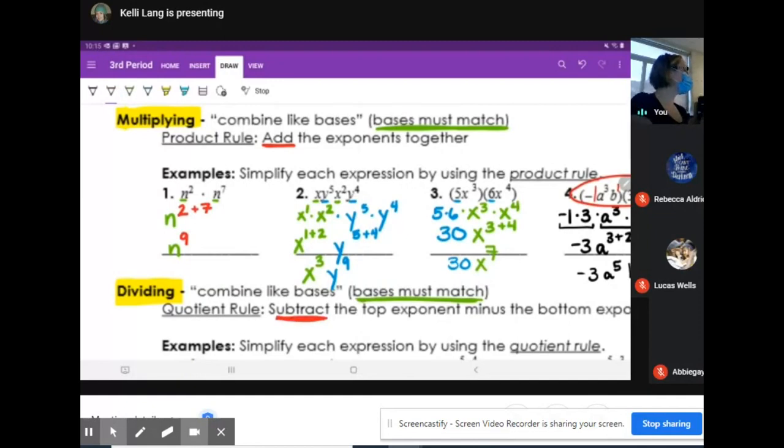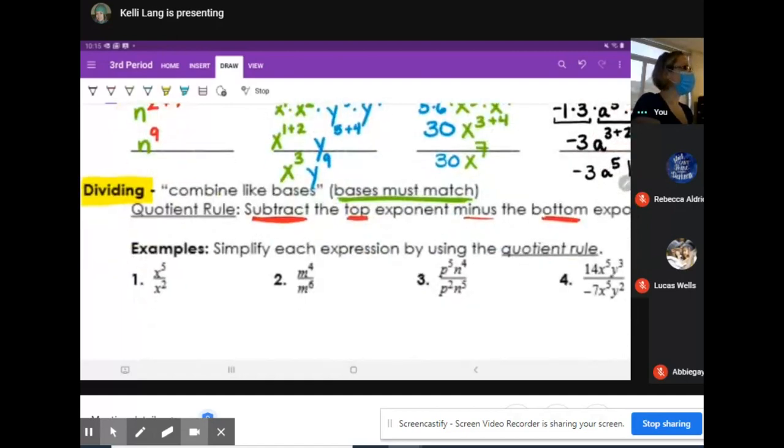The most important part of that subtraction, though, is you're subtracting the top minus the bottom. When I'm talking about top and bottom, I mean in the sense of a fraction. Remember, division is a fraction, top divided by bottom. So we subtract the top exponent minus the bottom exponent. And that is probably the most common mistake I see on student work, at least in my past experience. So let's talk about a few of these examples.